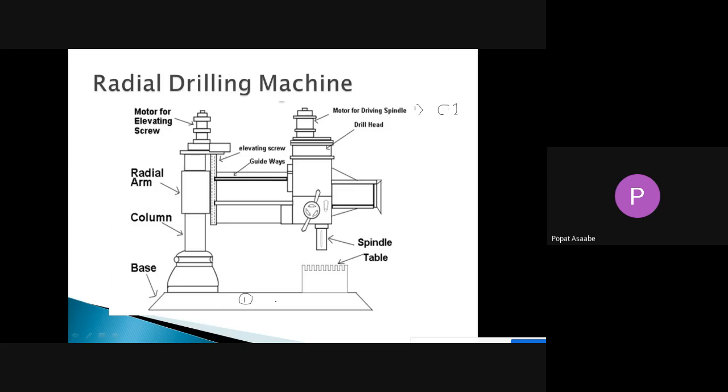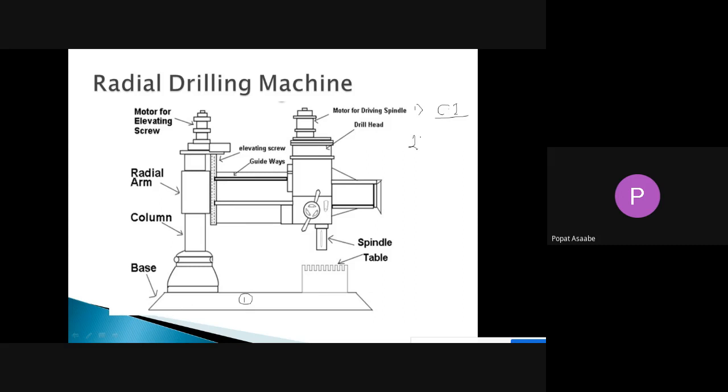The base is the bottommost part of your drilling machine. It is used for providing support to all parts of your assembly. It is made up of cast iron so that it has high compressive strength. And the next function of the base is that it will absorb the vibration and shocks which are generated during the drilling operation. This is about part number one.